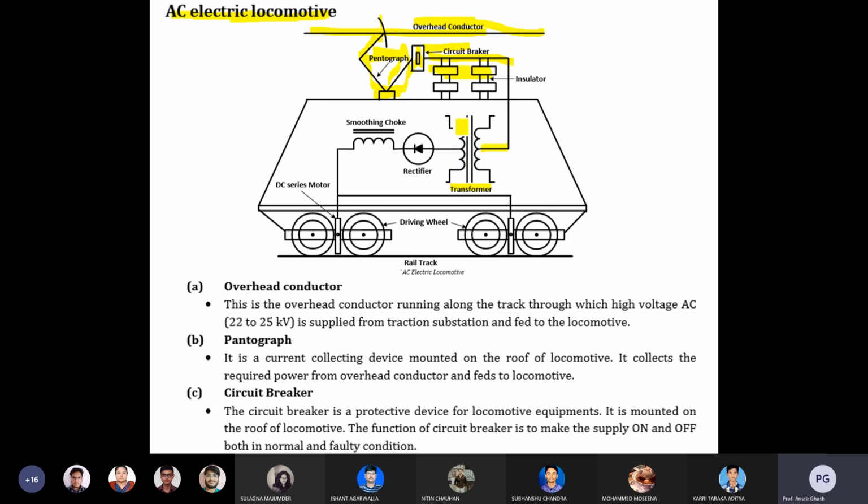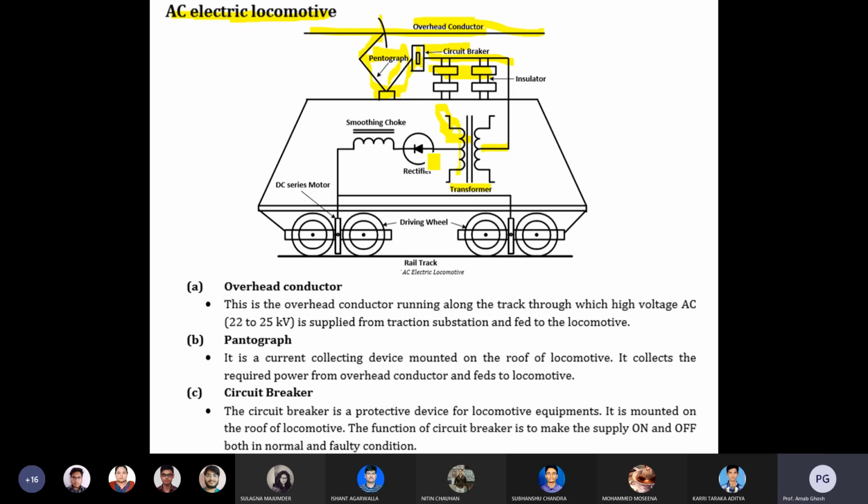The transformer is a three-winding transformer. This is your main winding. Another two windings are there, known as auxiliary windings. Those auxiliary windings are responsible for internal electrical distribution systems: fan, light, relay power, then other emergency lamps, and other necessary things. And the main winding is responsible for the movement of the traction.